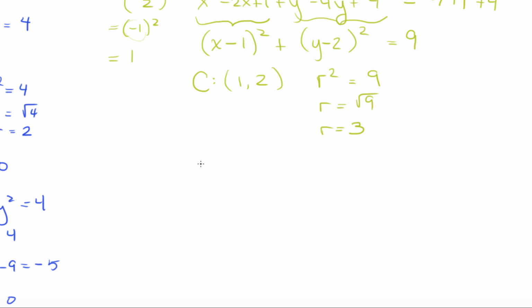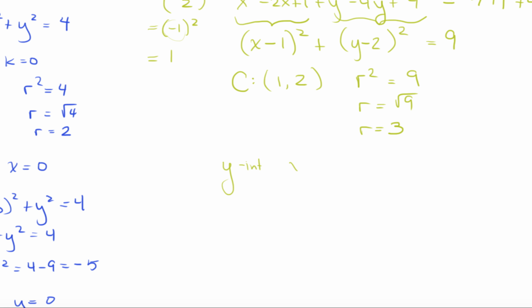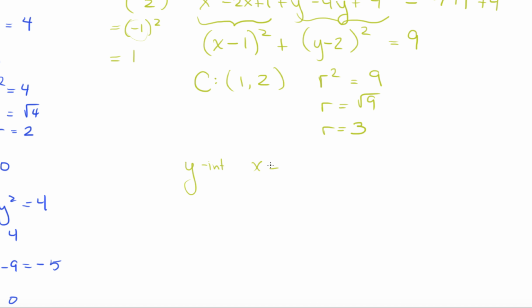For the y-intercepts, you plug in 0 for x. Okay, so we plug in 0 for x, you get 0 minus 1 squared plus y minus 2 squared equals 9. 0 minus 1 is negative 1, squared. You're left with 1 plus y minus 2 squared equals 9.